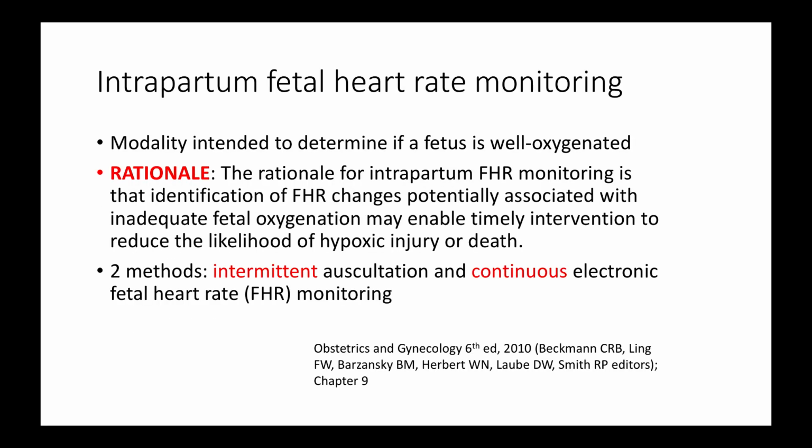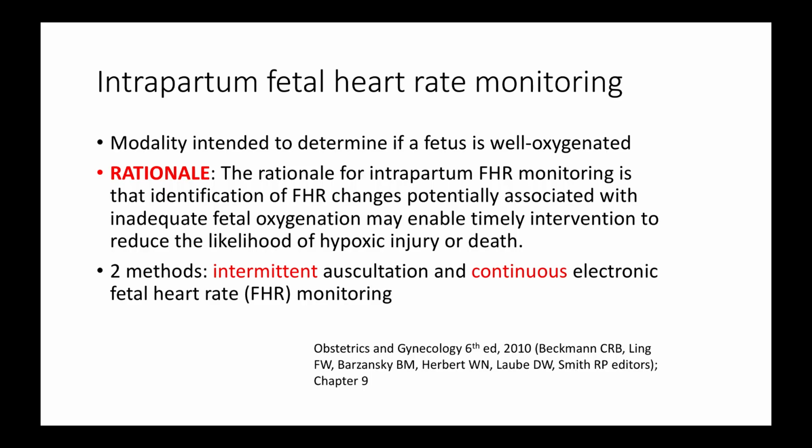Intrapartum fetal heart rate monitoring is a modality intended to determine if a fetus is well oxygenated. The rationale is that identification of fetal heart rate changes potentially associated with inadequate fetal oxygenation may enable timely intervention to reduce the likelihood of hypoxic injury or death of the fetus.